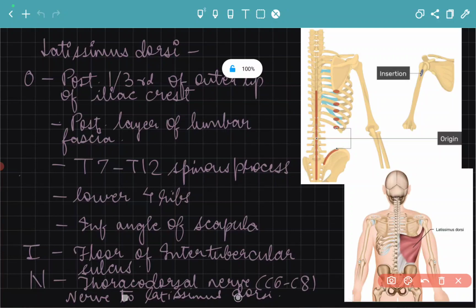We saw that the origin is from posterior 1/3 of outer lip of iliac crest, then from T7 to T12 spinous process, lower 6 thoracic vertebra, T7 to T12, then the lower 4 ribs, and then the inferior angle of scapula. Other than this, from the posterior layer of lumbar fascia. In this diagram the posterior layer of lumbar fascia can be appreciated, and it inserts to the floor of intertubercular sulcus of humerus.